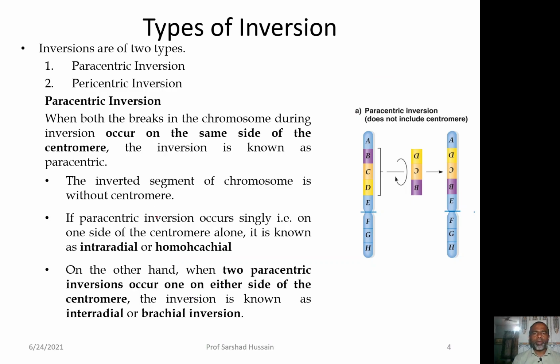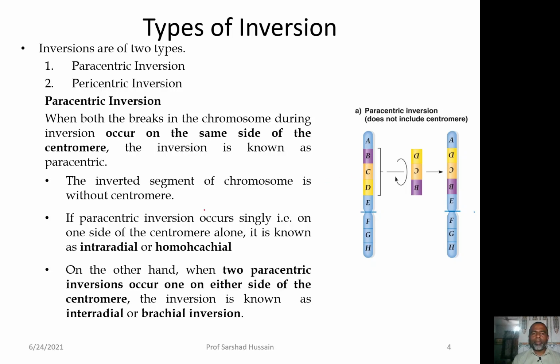As far as the types of inversion are concerned, there are two types of inversion, paracentric inversion and pericentric inversion. Let us look at the paracentric inversion. Now, what happens when both the breaks leading to the inversion take place on one side of the centromere? Say for example, this is the centromere and the break is taking place on one side only, then it means the inverted part is not involving the centromere. It is called the paracentric inversion.